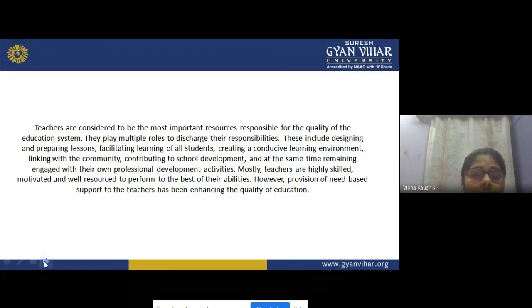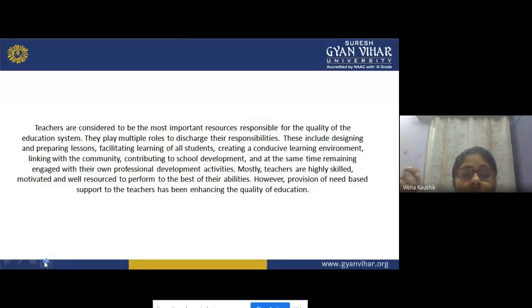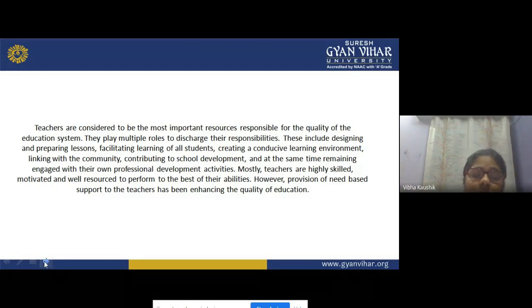These include designing and preparing lessons. The first one is they have to prepare their lesson plan. Facilitating learning of all students, meaning they will encourage and motivate students to take part in the learning process. Creating a conducive learning environment. What is that? To develop an environment which is helpful for the students.